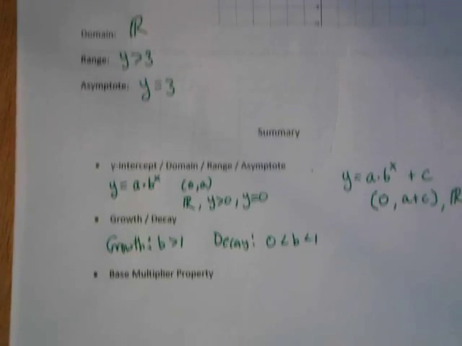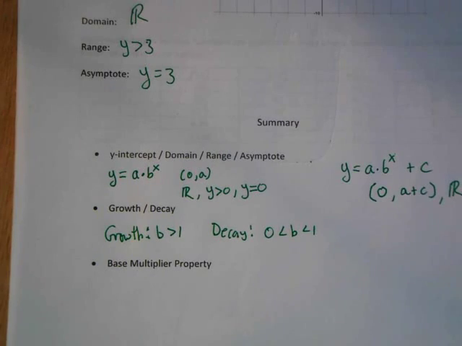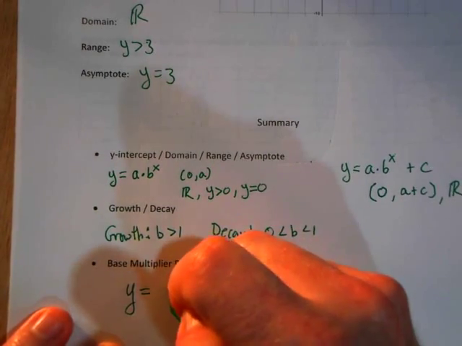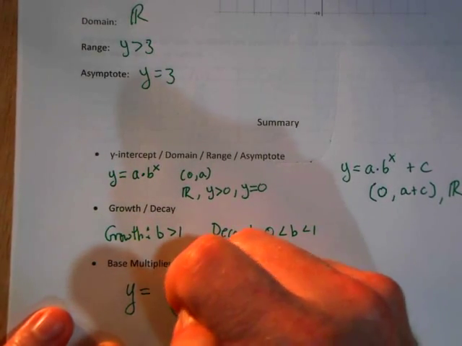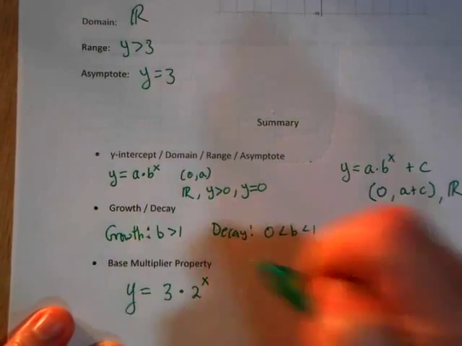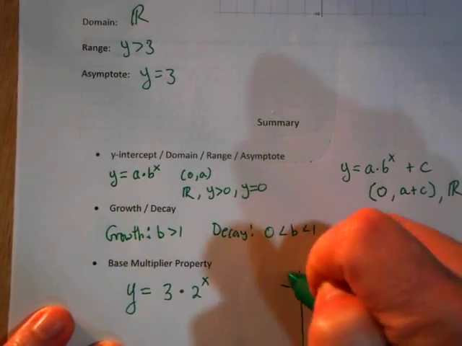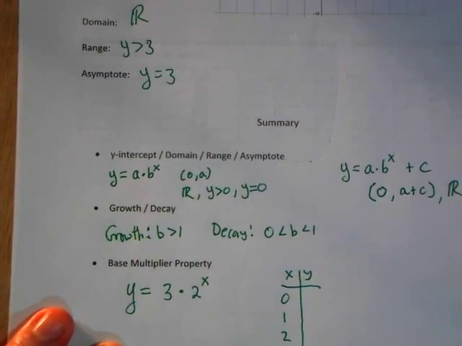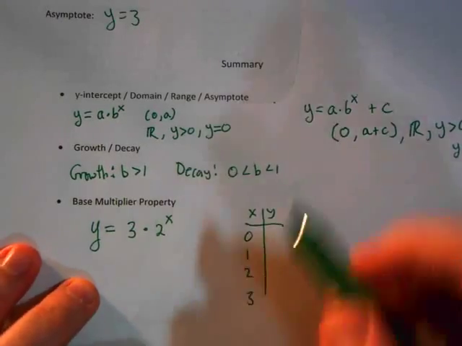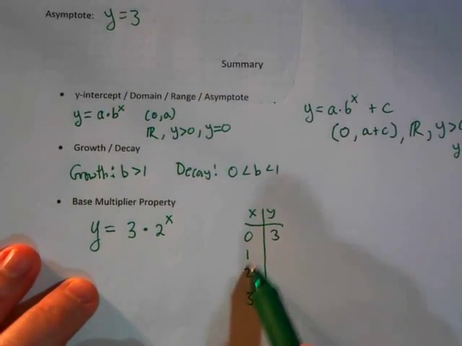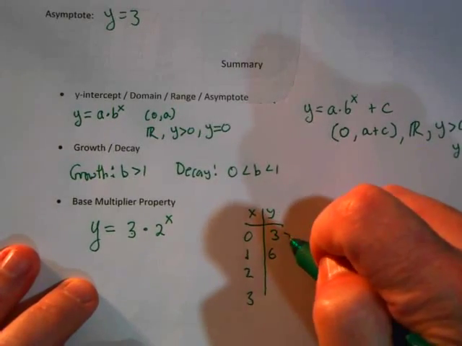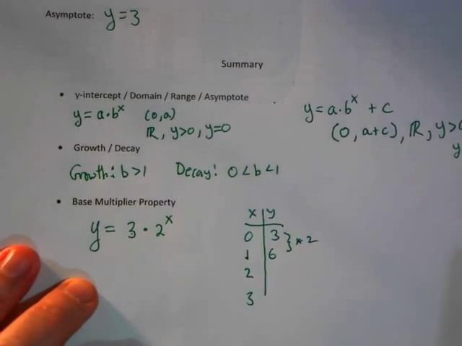And then there's something that we talk about called the base multiplier property. We kind of saw this, I just didn't point it out. Let's say I had y equals 3 times 2 to the x, and I were to build a little table. I'm going to make life easy on myself and just use positive numbers here. When I plug 0 in, I get 3. When I plug 1 in, I have 3 times 2, that's 6. Notice I multiplied by 2.